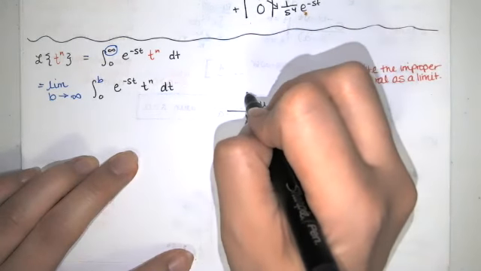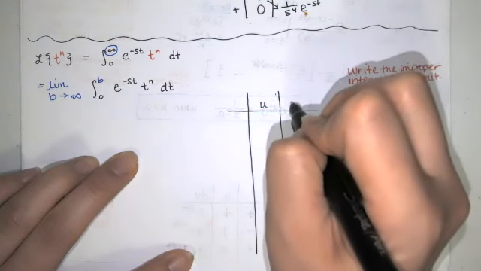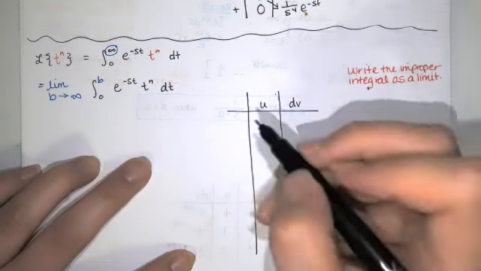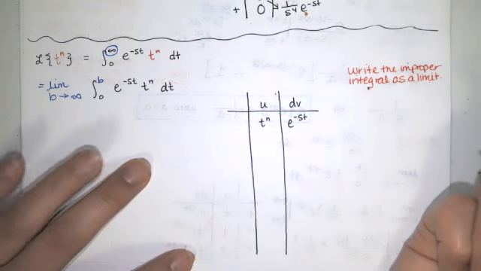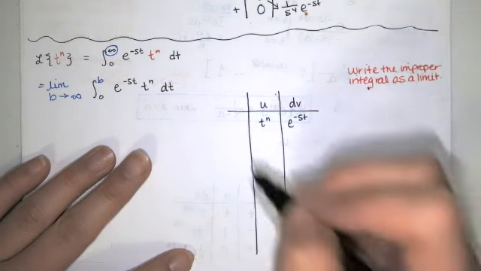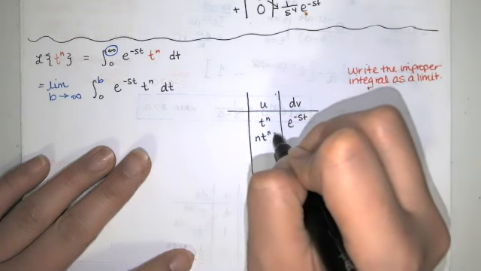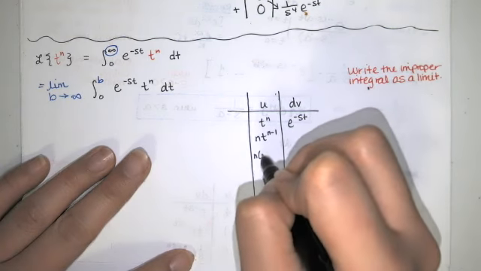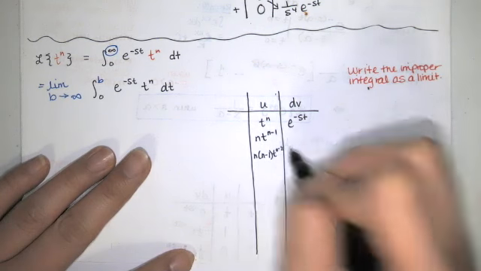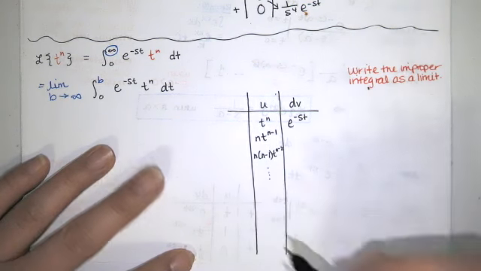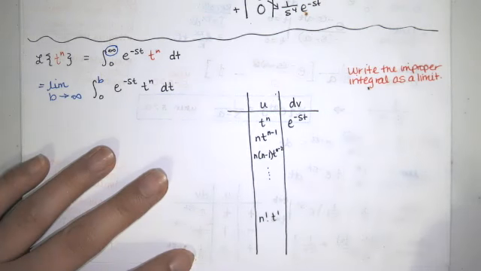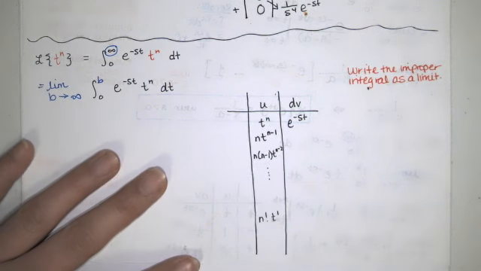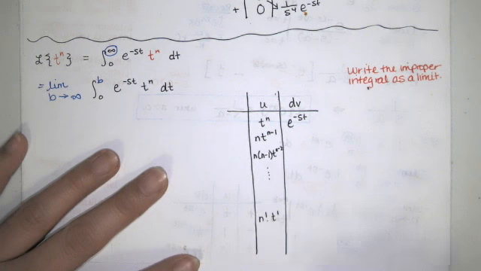So there's my u. I'm making these columns really long just in case. u is the polynomial, dv is everything else, and we sort of ignore the dt. And then we're going to differentiate until we get 0. So we'll have n times t to the n minus 1. Then we'll have n times n minus 1 times t to the n minus 2. And we're going to keep going until eventually we end up with n factorial times t to the first. Because you're going to have n times n minus 1 times n minus 2, all the way down to 3 times 2 times 1. And then you're going to have n factorial times t to the first.